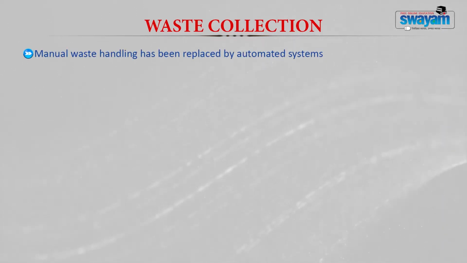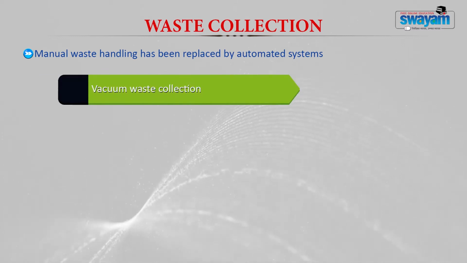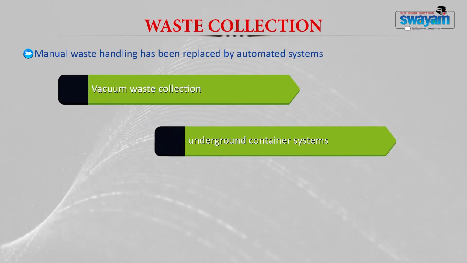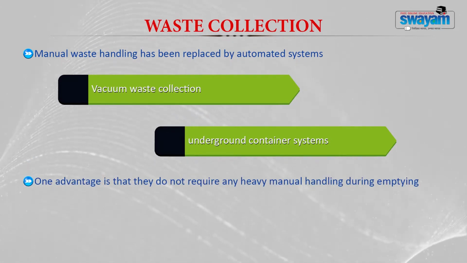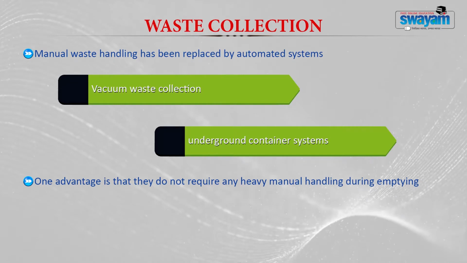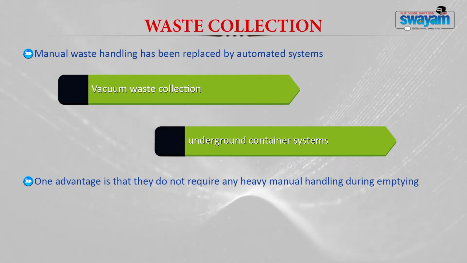Now, you all know waste collection is done manually in the developed and developing countries. Manually in the sense it involves a lot of labor, and vehicle wise maybe it can be done manually or automated mechanized vehicles are used. Now, here the manual waste handling has been replaced with automated systems. Automated systems involve one, the vacuum waste collection system, the other one is the underground container system. The advantage of these systems is that they do not require any manual handling during emptying.